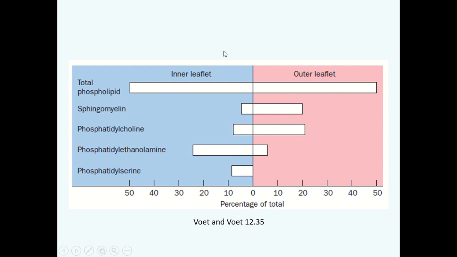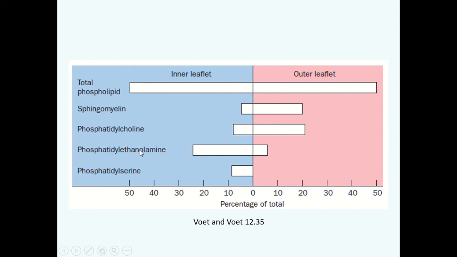This is a chart which is representing the percentage of different types of lipids which are present in the membrane. So the blue part here shows the inner leaflet of the membrane and the pink part represents the outer leaflet of the membrane. So this is the total amount of lipids present in the membrane. You can see that sphingomyelin and phosphatidylcholine are more prevalent in the outer leaflet of the membrane as compared to their abundance in the inner leaflet.